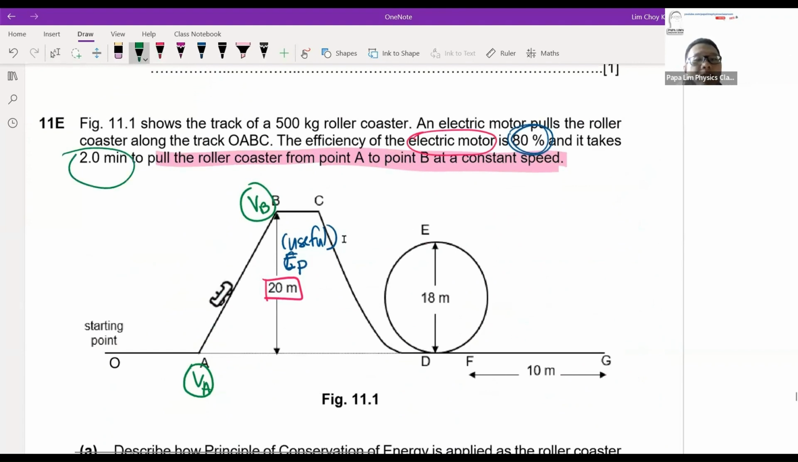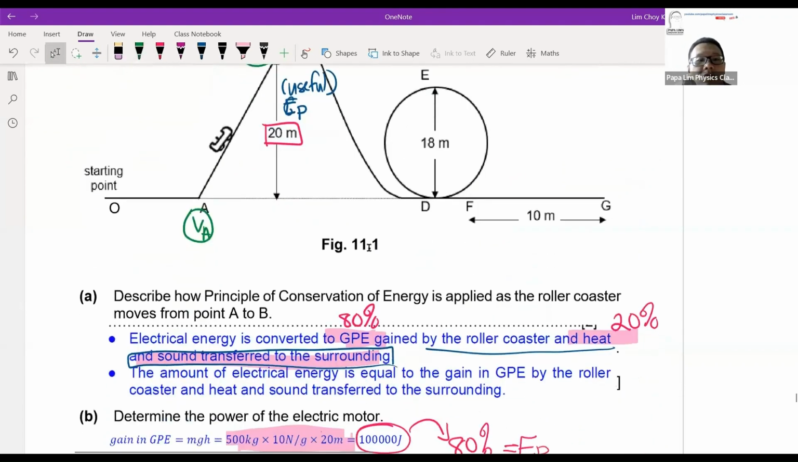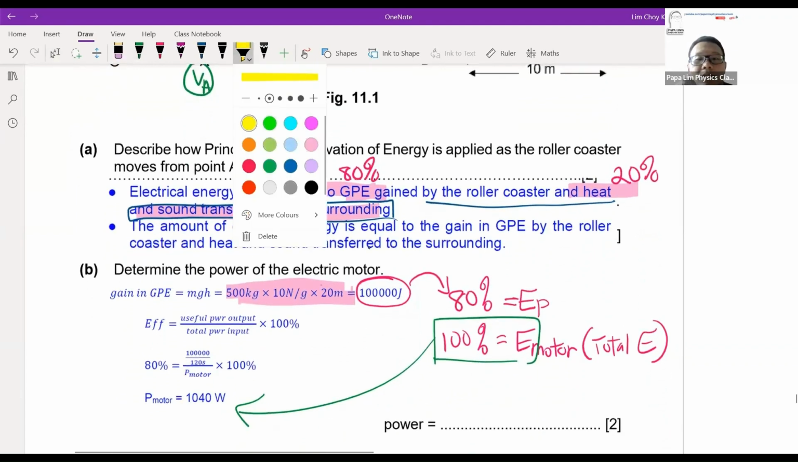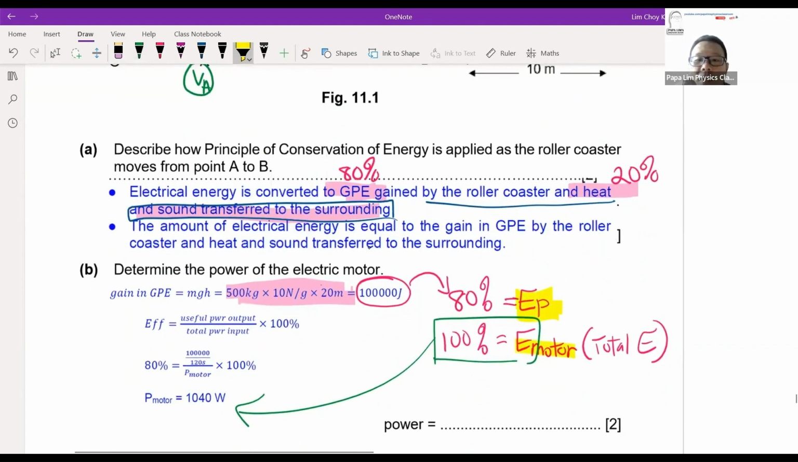Two minutes. Now for students who are sharp, you'll find that the concept I'm using here is in terms of energy, but the question is asking for power. Energy and power are related by the fact that power is energy divided by time. So while I'm looking at the energy, I can convert it to power by factoring in the time. When you divide by time, you must remember it takes 2 minutes for the roller coaster to move from A to B.